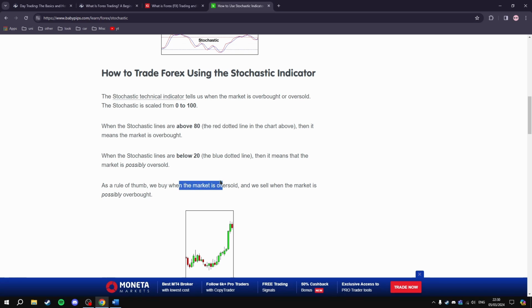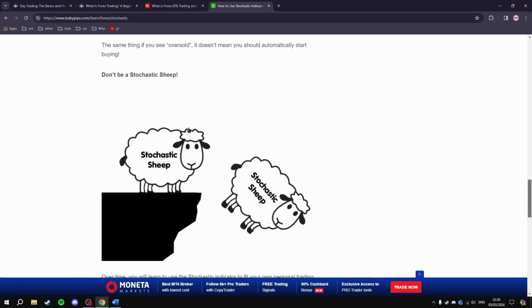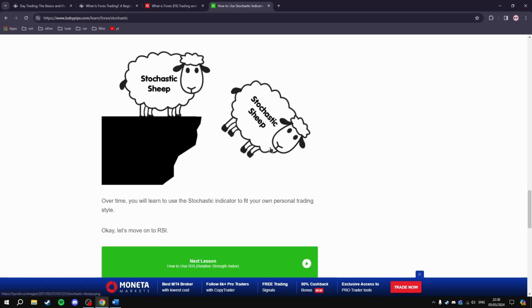When you sell, it's when it's above 80, and you buy when it's below 20. There we go. So yeah, don't be a stochastic sheep.